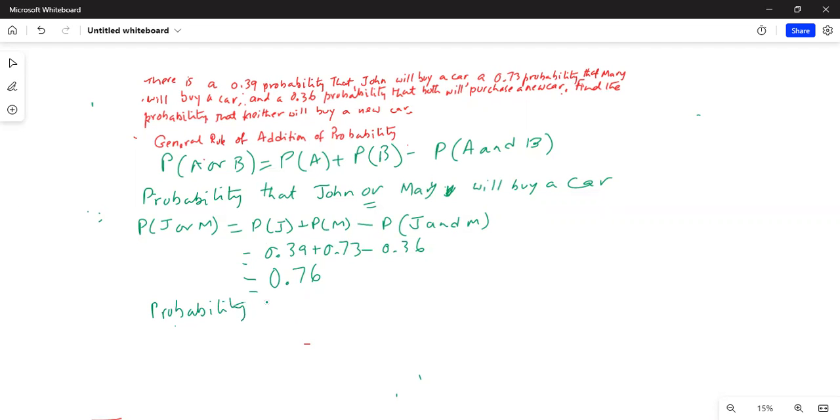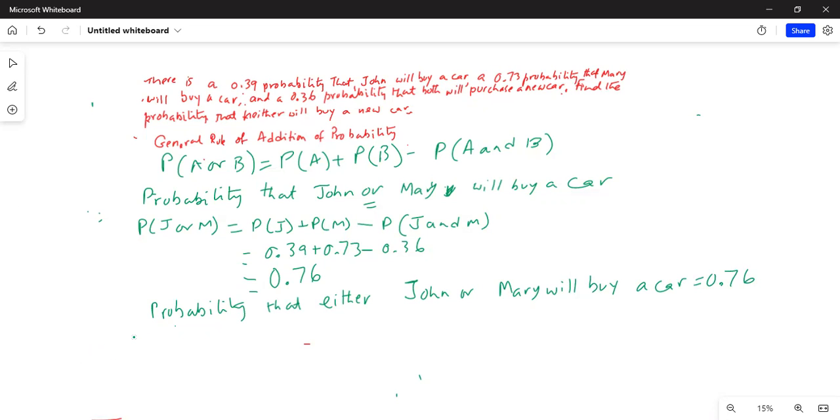So this is the probability that either John or Mary will buy a car is equal to 0.76. Now we will use the law of complement, probability of complement event.